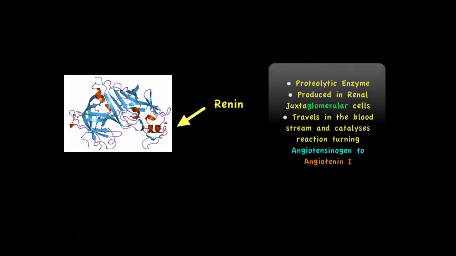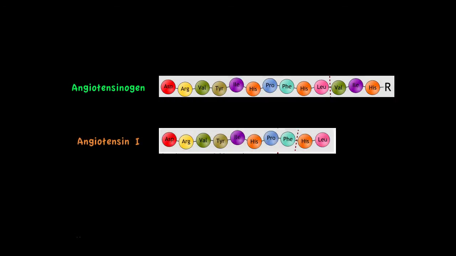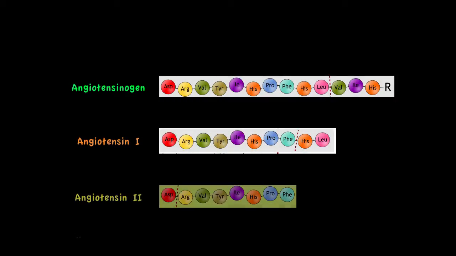We can firstly identify renin, which is a molecule produced in the kidneys and released from renal juxtaglomerular cells into the bloodstream. The angiotensin portion refers to really three different compounds: angiotensinogen, angiotensin 1, and angiotensin 2. These molecules are protein structures and share similar chemical structure, differing only by the different numbers of amino acids that they contain.